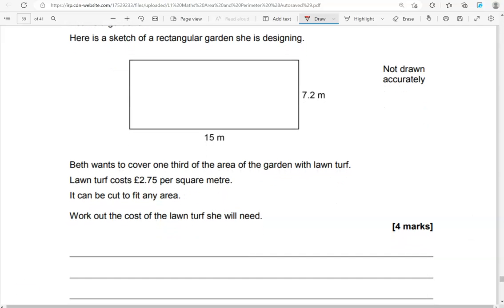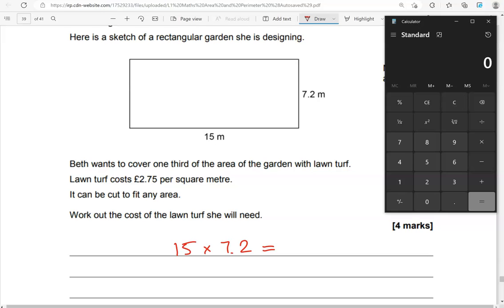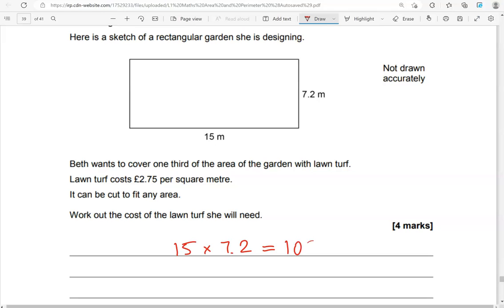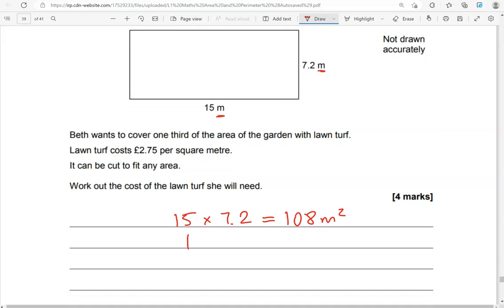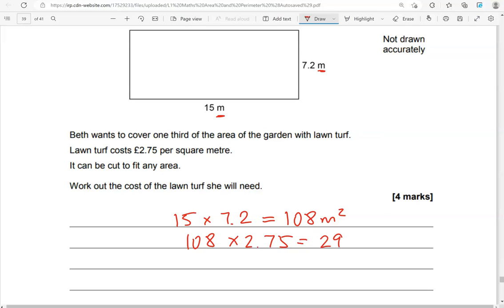So to work out the area of the garden, we'll do 15 times 7.2, which is 108 square meters, because we're inputting meters. We know the cost of the lawn turf is £2.75 per square metre, so we're going to do 108 times 2.75, which is £297.